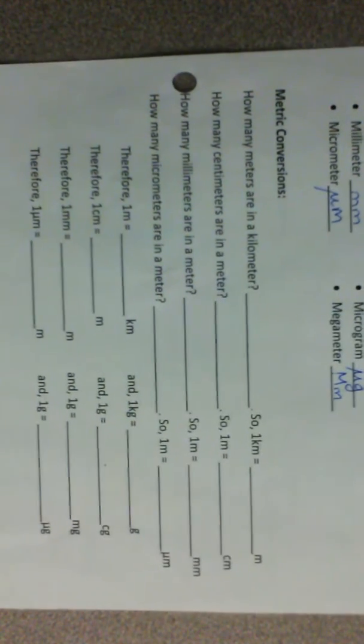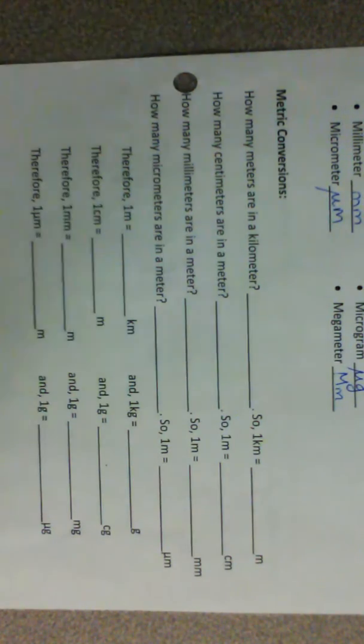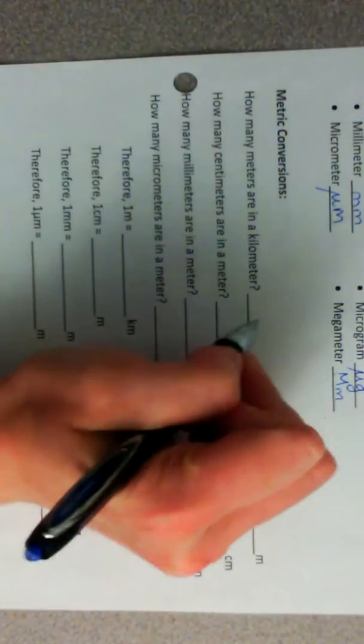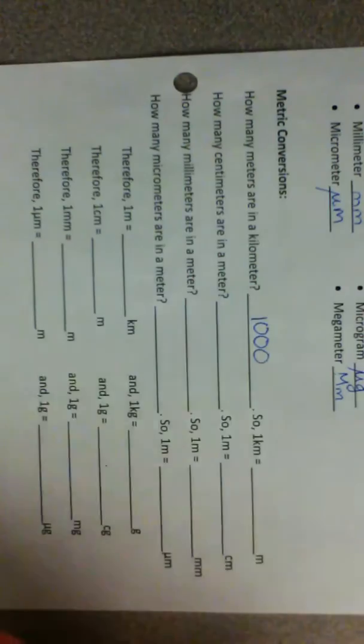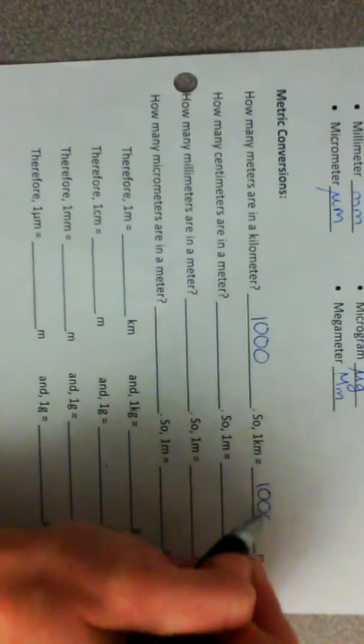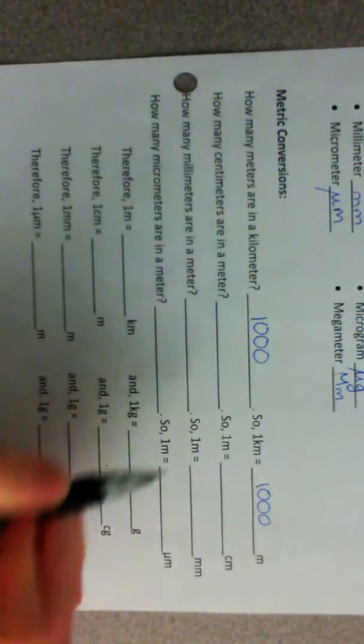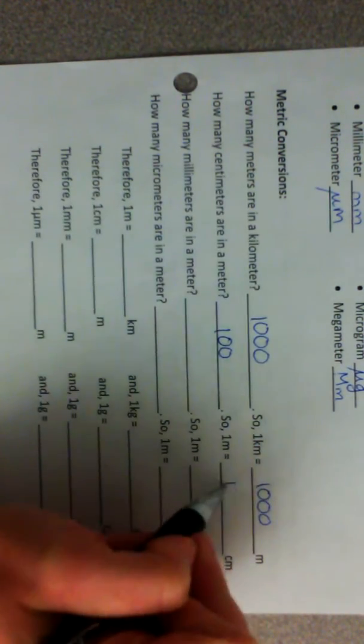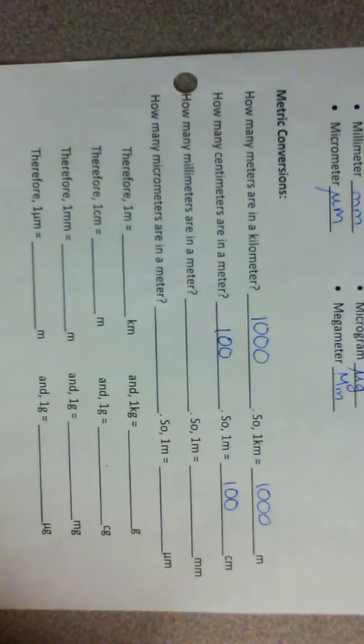Now let's do the basic metric conversions. What do these things mean? So how many meters are in a kilometer? 1,000. So 1 kilometer equals 1,000 meters. How many centimeters are in a meter? I know that, it's 100. So 1 meter equals 100 centimeters.